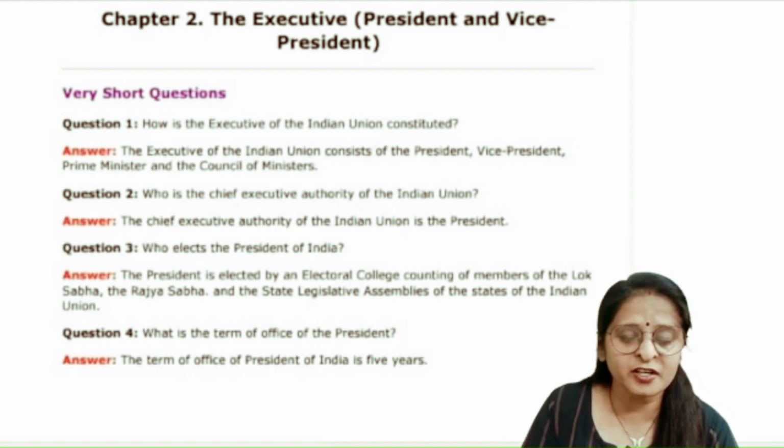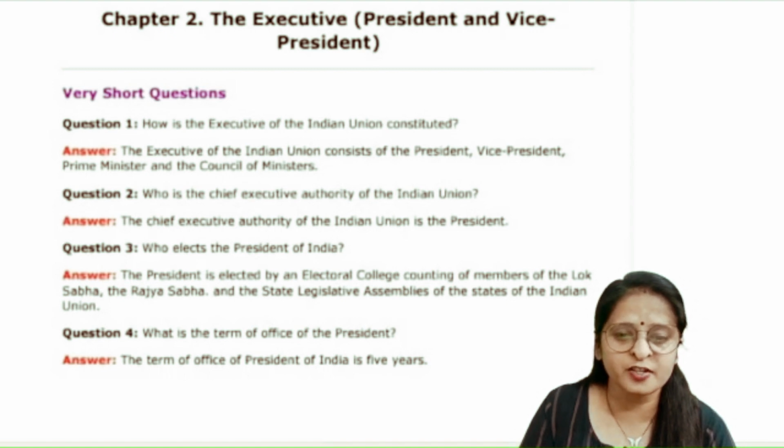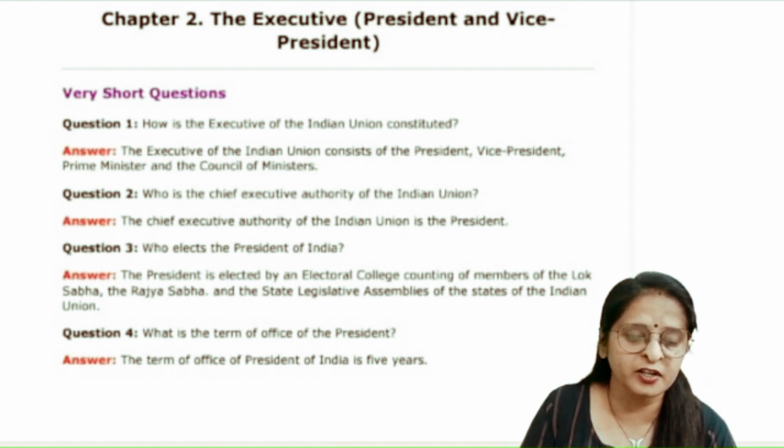The President is elected by an electoral college consisting of members of the Lok Sabha and the Rajya Sabha and the state legislative assemblies of the states of the Indian Union. What is the term of office of the President? The term of office of the President of India is 5 years.